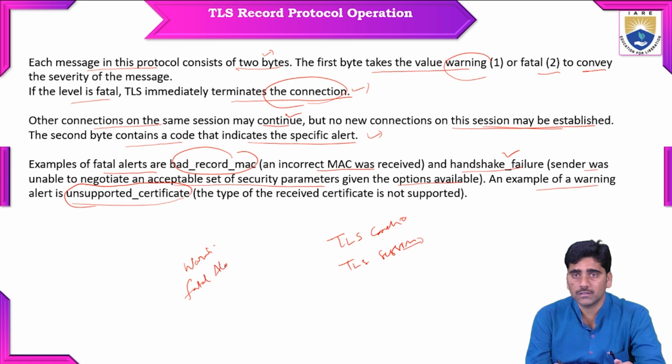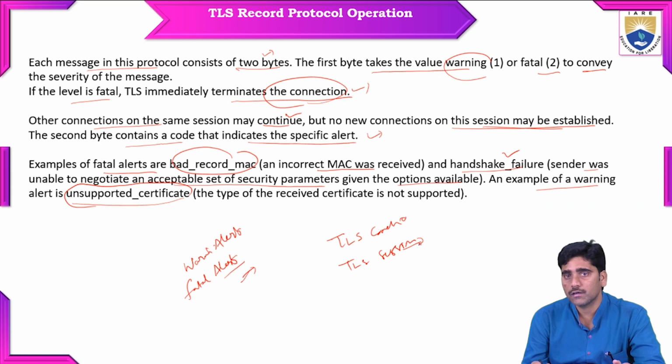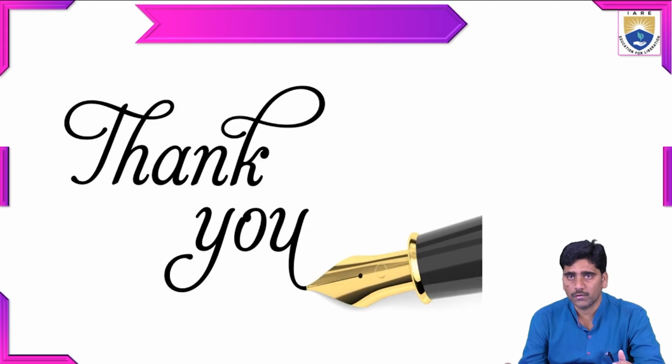All these alerts are given by the alert protocol. So that is about the TLS record protocol operation, which contains different protocols like the change cipher spec protocol, alert protocol and handshake protocol. All these protocols are implemented in the TLS architecture to provide an extra layer of security for the web.